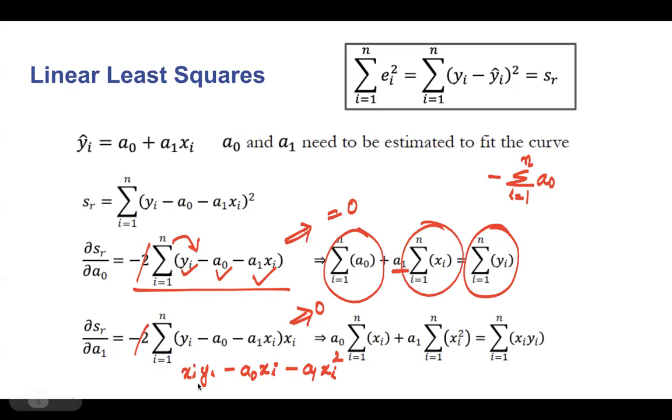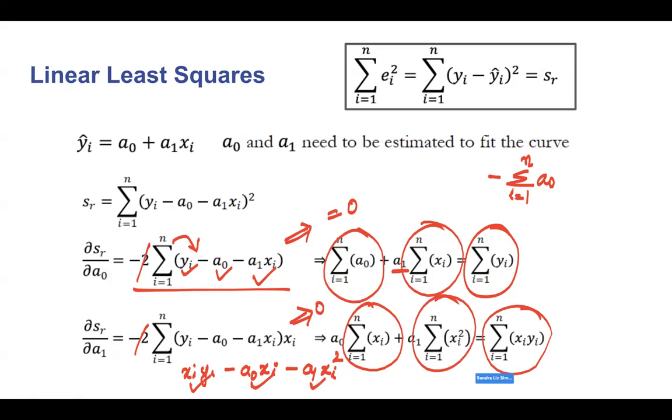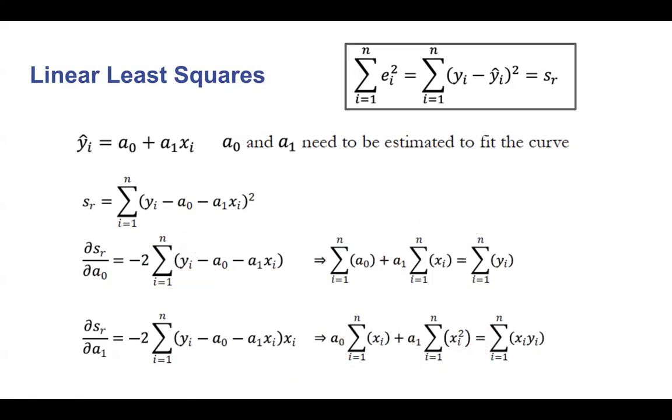Now it will become sigma xi yi. So that is this term. Now minus a0 xi. Since a0 is a constant, it can be taken outside the sigma. So this one is here. And a1 xi square. Since a1 is a constant, it can be taken outside. So this one is here. So likewise, now we have got two equations. These are the two equations we have got.